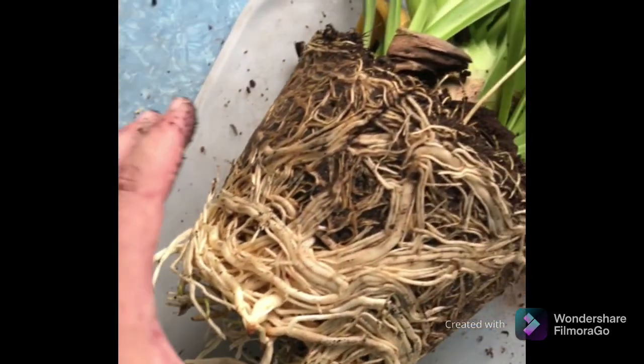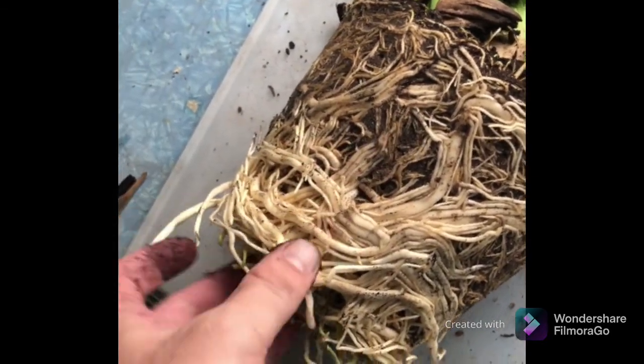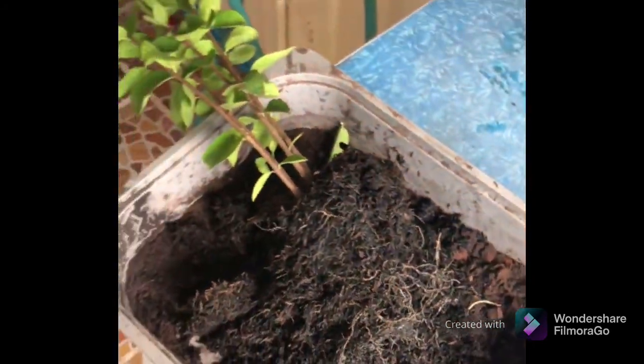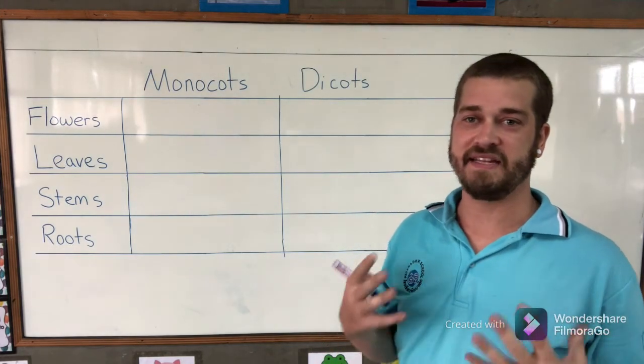So this all connects. You can't see it here because it's really, really hard, but there's one center stem and all of these come off of that, where this kind of shoots out in all different directions. Okay guys, so let's review monocots and dicots.